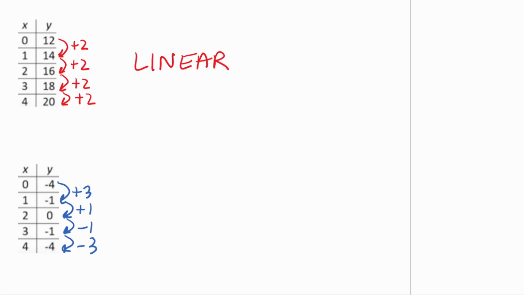Okay, so I need to look at the second order differences and hope that those are constant. If I go from 3 to 1, that's a decrease of 2. Yeah, 1 to -1, decrease of 2, another decrease of 2. I have a constant second difference. This thing is quadratic.